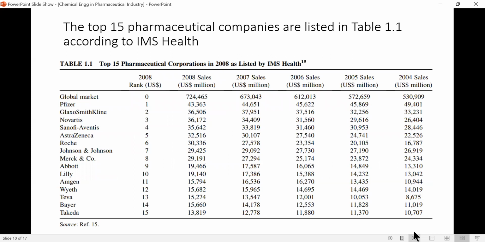Now, this particular table shows the top 15 pharmaceutical companies as per IMS Health. What are the companies? Pfizer, GlaxoSmithKline, Novartis, Sanofi-Aventis, AstraZeneca, Roche, Johnson & Johnson, Merck & Co., Abbott, Lilly, Amgen, Wyeth, Teva, Bayer, Takeda. As per the sales in this table, you can see them rank-wise and sales-wise, giving the total global sales. The first-ranked company is Pfizer, and the 15th company is Takeda. These are the top 15 companies.